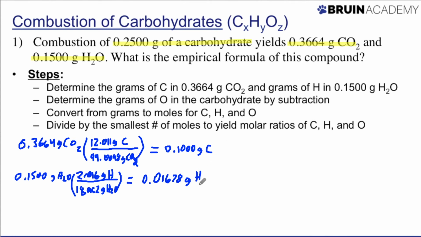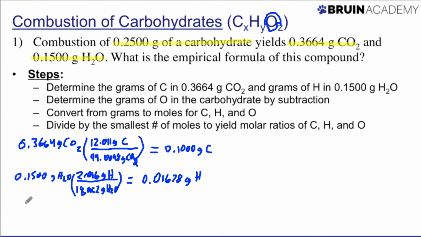Okay, so I did the same steps as last time, but now I have one extra element in my carbohydrate. I have this oxygen term, and I need to take care of this oxygen term. In order to do that, I'm just going to use subtraction, because I know what I start with. I know that I start with 0.25 grams of a carbohydrate. Now, I know that 0.1 grams come from carbon and 0.01678 grams come from hydrogen, right? I can just take the total and subtract these to get how much mass is left over from the oxygen.